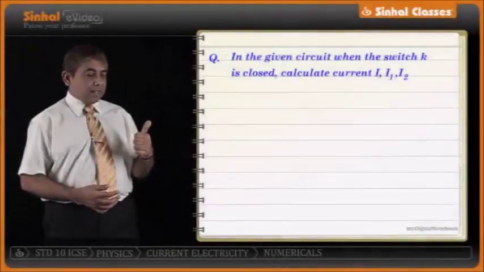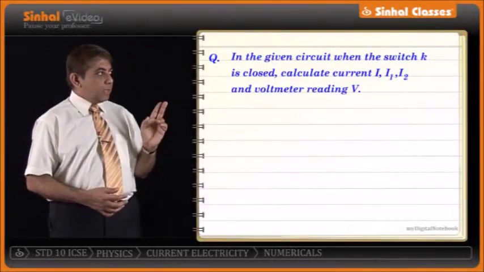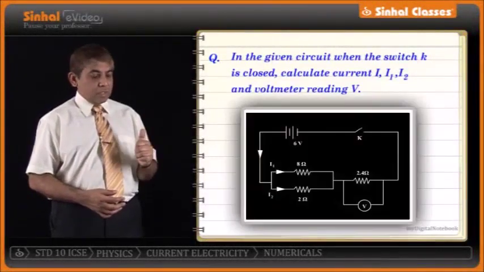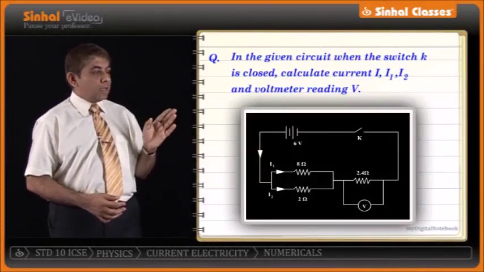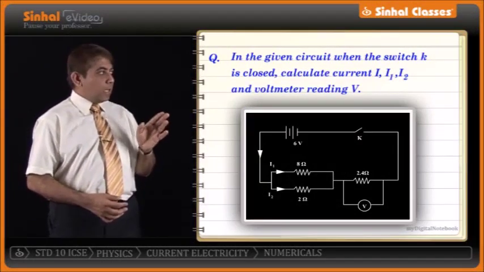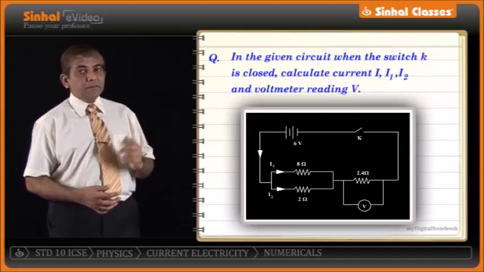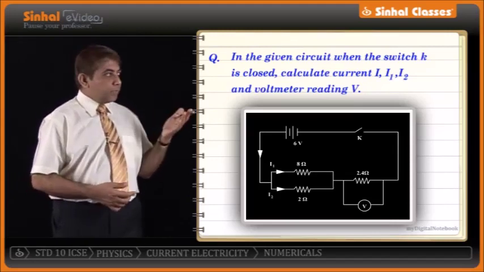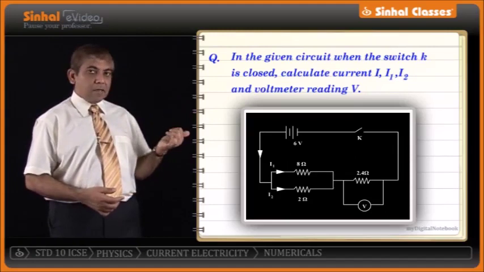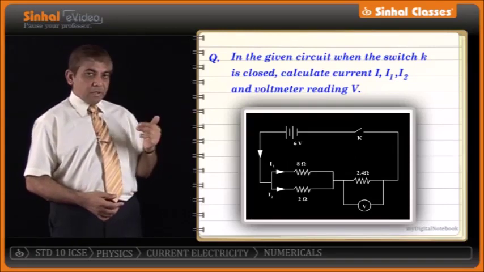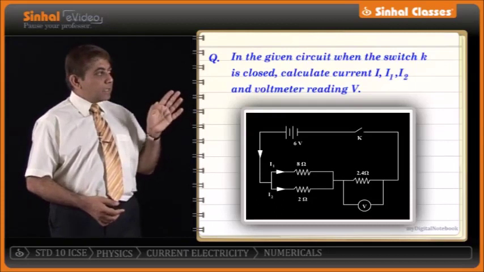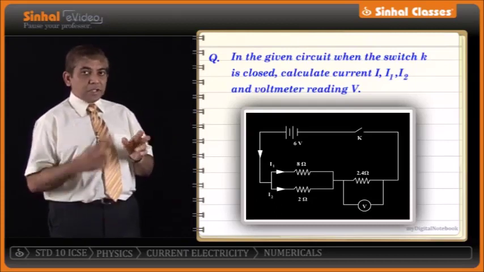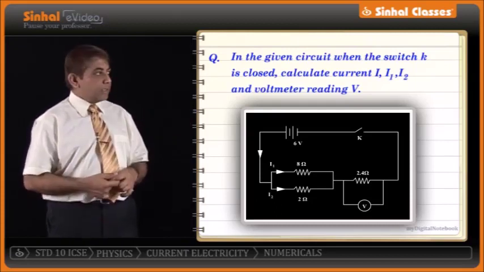You are given a circuit again, and in this circuit we are given a switch K that is closed, and you are asked to calculate the current I, I1, I2 and the voltmeter reading. Now see, you are given different resistances connected in parallel as well as series. You are given a voltmeter connected across the series resistance, and there is a key which makes or breaks the electric circuit.